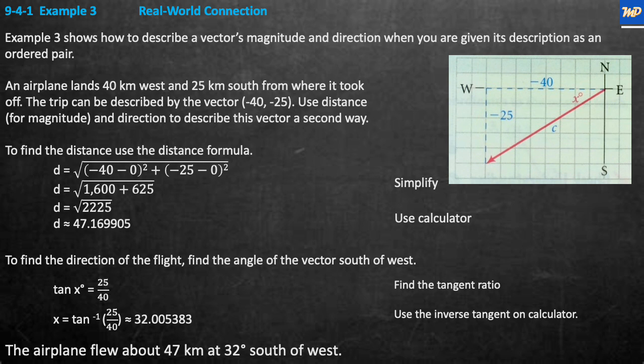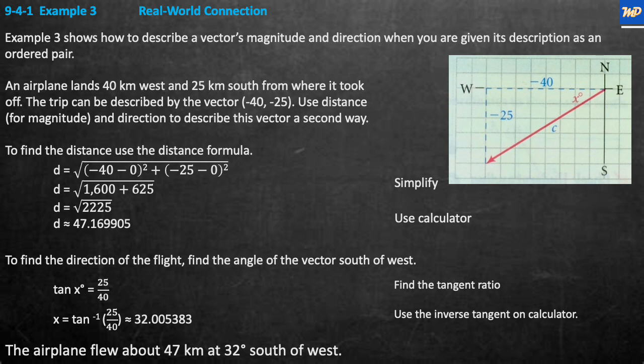Example 3 shows how to describe a vector's magnitude and direction when you are given its description as an ordered pair. Here's our problem. An airplane lands 40 kilometers west and 25 kilometers south from where it took off. The trip can be described by the vector -40, -25. Use the distance for magnitude and direction to describe this vector a second way.